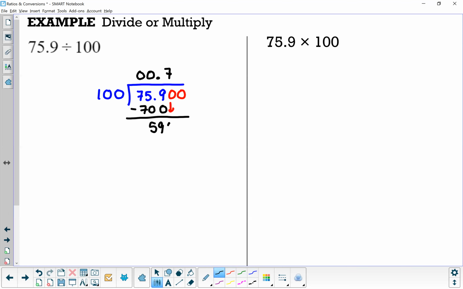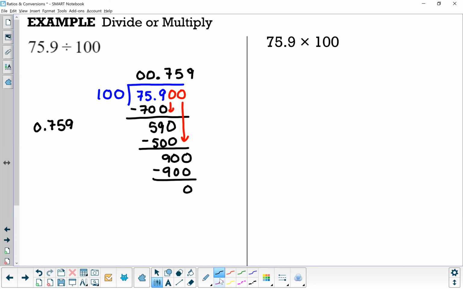So we have 590 divided by 100 and we get 5. So subtract 500. We get 90. Bring down that other 0 we have. 900 divided by 100 is 9. And our decimal terminates. We're subtracting 900. All right, so our answer is 0.759, or in other words, 759 thousandths.